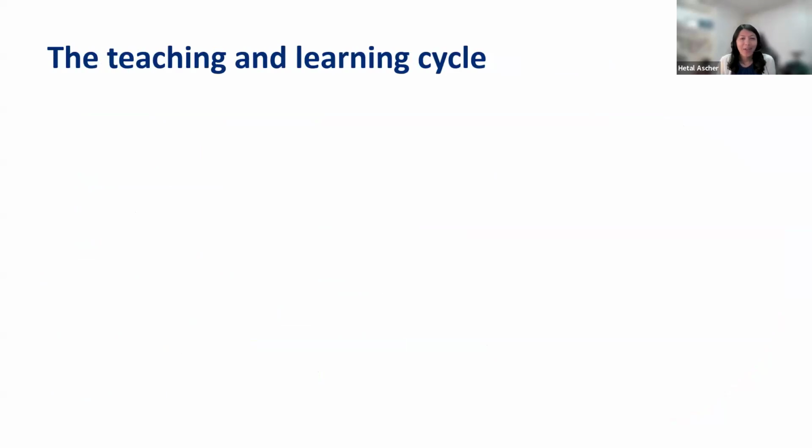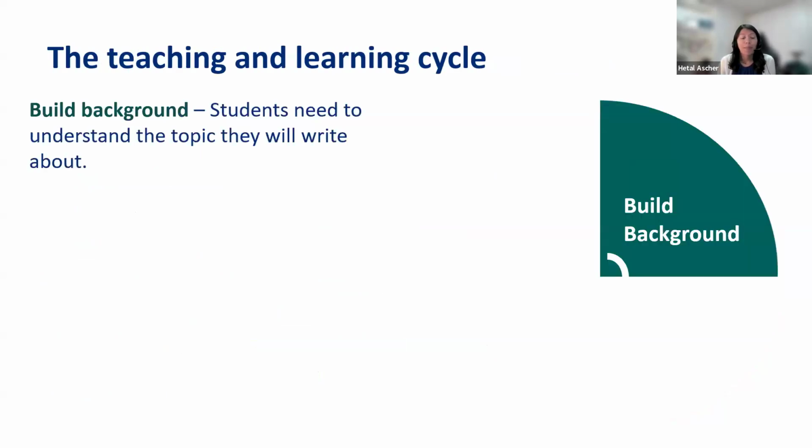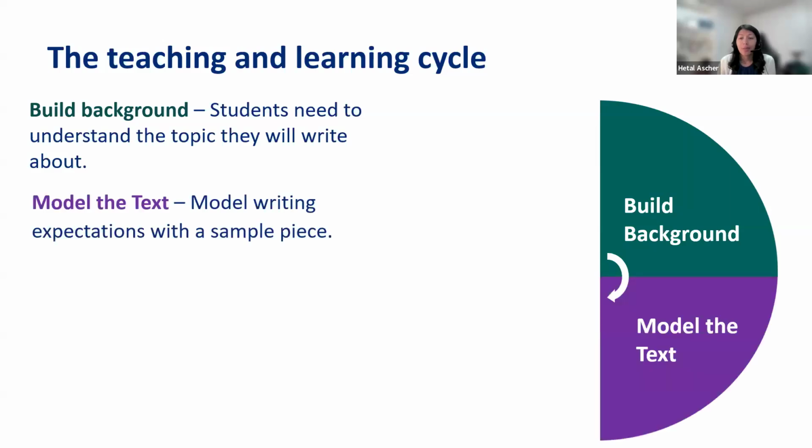All right, let's look at an overview of the teaching and learning cycle. So the teaching and learning cycle has 4 phases. The first phase is building background knowledge, where we build the students' topic knowledge so that they understand what they'll write about. The second phase is modeling the text, and this is where we use a sample text or multiple sample texts to show students what we expect from their writing.